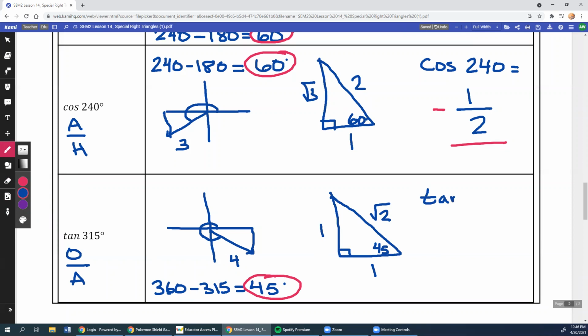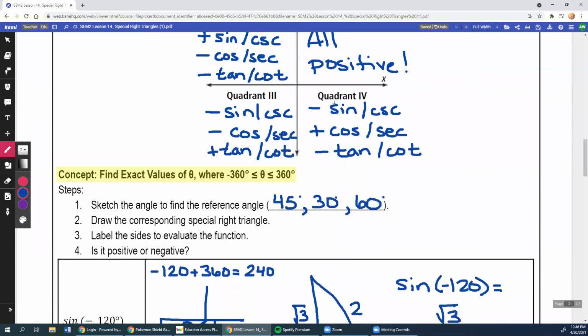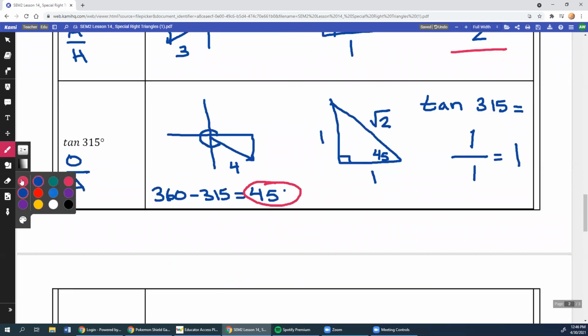So tangent of 315 is equal to opposite over adjacent. So we have opposite is 1. Adjacent is 1. So we have 1. But again, we still have to find if it's positive or negative. I'm going to scroll up. Quadrant 4, tangent, negative. So we have to attach a negative onto the 1. So tangent of 315, negative 1.